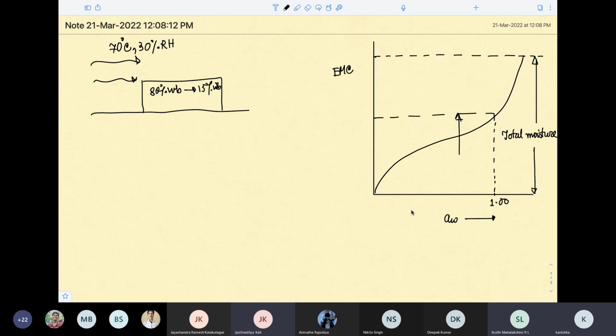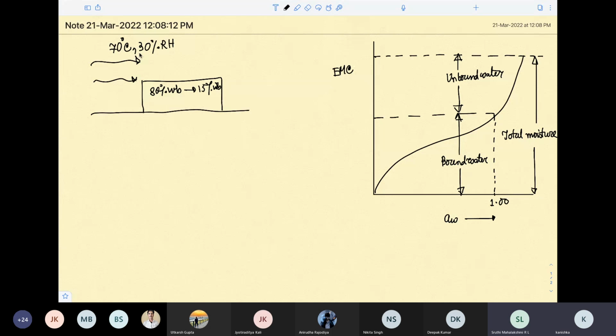Bound water. No, this is bound water, right? So this is the unbound moisture, right? Now, what is free moisture content?